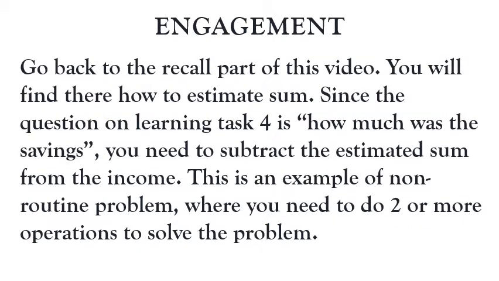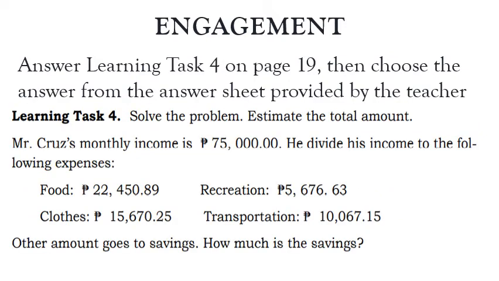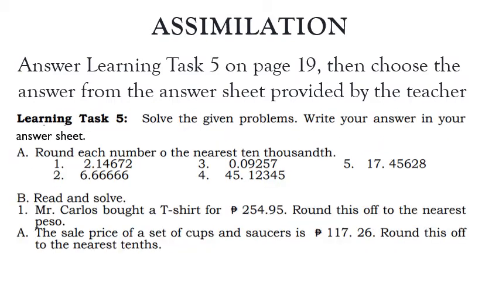Go back to the recall part of this video. You will find there how to estimate sum. Since the question on learning task 4 is how much was the savings, you need to subtract the estimated sum from the income. This is an example of a non-routine problem, where you need to do 2 or more operations to solve the problem. Answer learning task 4 on page 19, then choose the answer from the answer sheet provided by the teacher. Answer learning task 5 on page 19, then choose the answer from the answer sheet provided by the teacher.